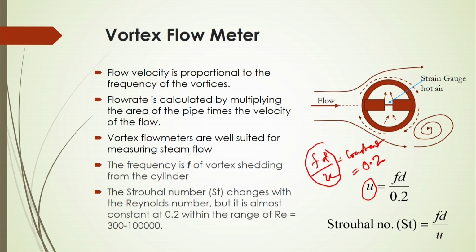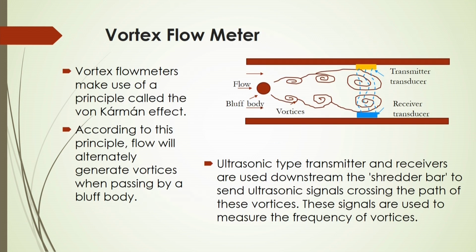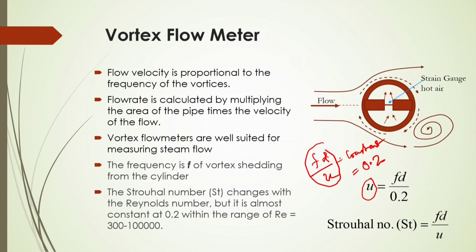Once you know the frequency of the vortices, which can be measured by an ultrasonic type of transmitter and receiver, then whenever fluid flows through the pipe, the signals crossing the path of these vortices will give you the frequency of the vortices. Once you know that frequency, you will be able to calculate the velocity of the flow as per this equation.